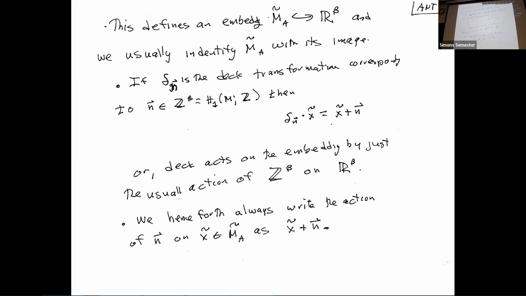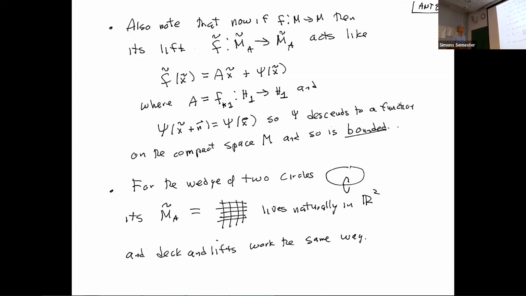The deck transformations work by the usual deck transformations. So you've got this universal abelian cover sitting in this big Euclidean space. But now you think of your deck transformations on the universal abelian cover, well, they're just translations in the space. So that's what's cooked up by having the forms dual to a basis of H1. This allows me to write the action on this cover as just plus n. So now we no longer have to think about the deck group. We just think about the usual deck group in R to the beta.